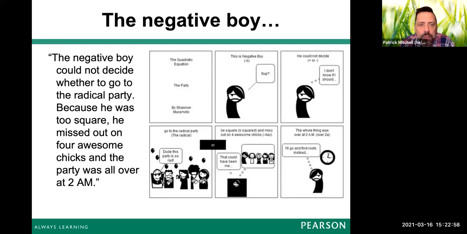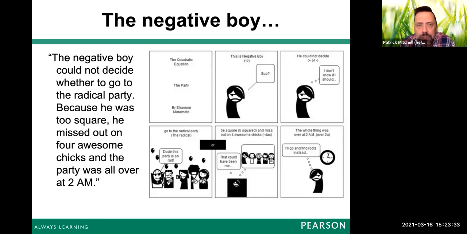Because he was too square, he missed out on 4 awesome chicks, and the party was all over at 2 a.m. Now, I don't know if you've ever had this experience where you search for something on the internet just to see if it already exists. So after my student told me about this, I thought, wouldn't it be great if somebody made this story into a comic strip? And somebody had already done it, right?